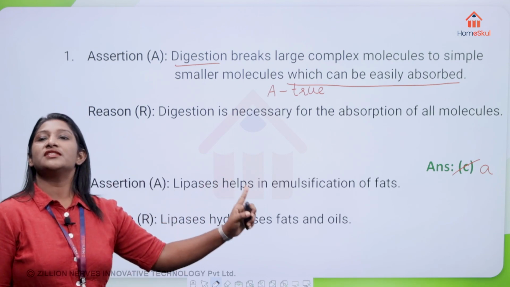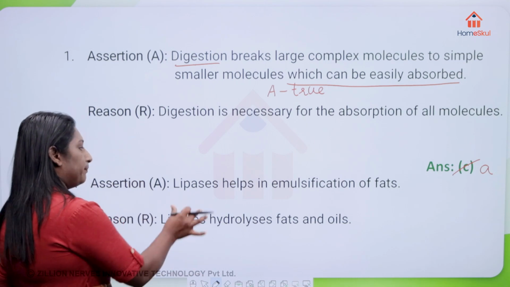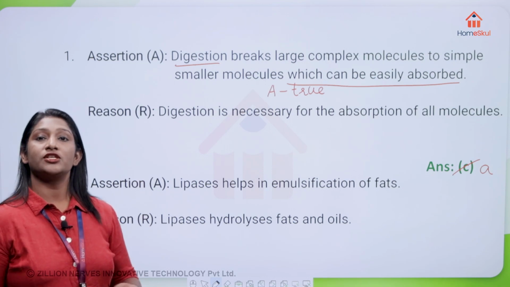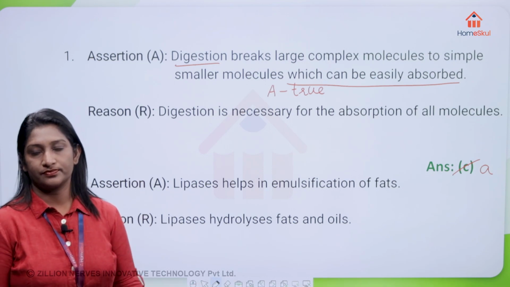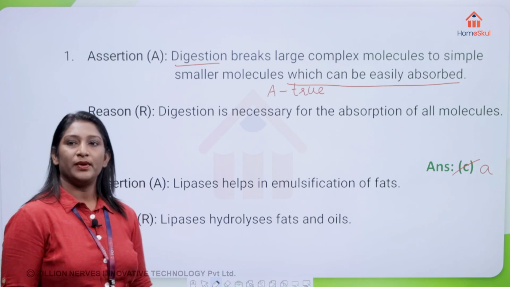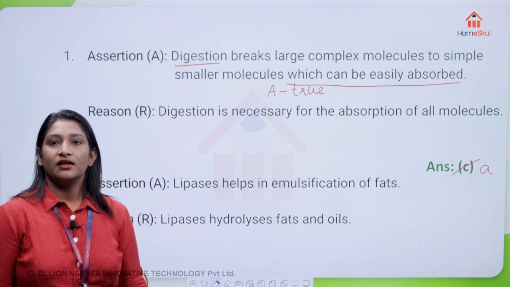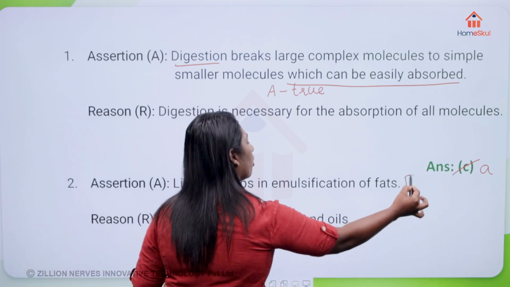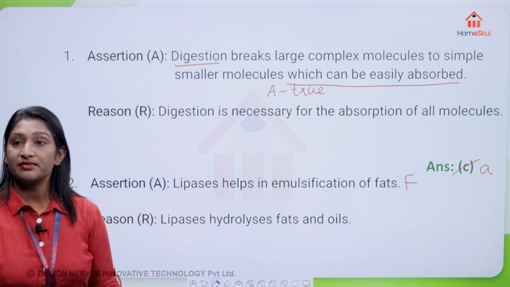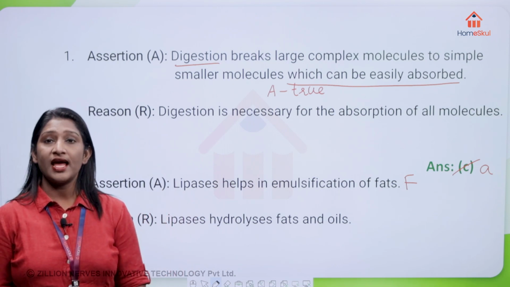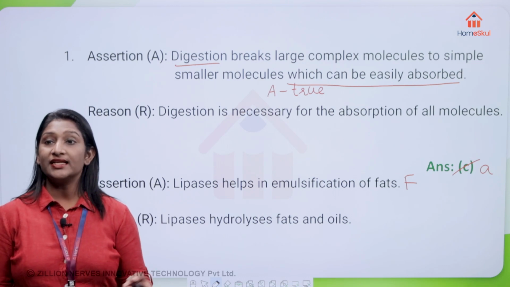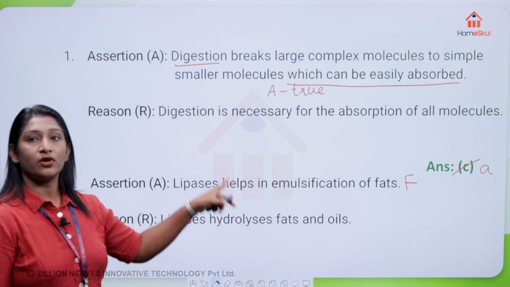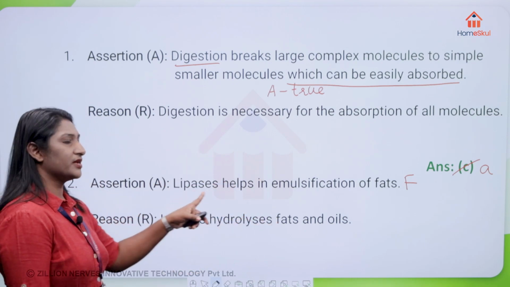Lipases help in emulsification of fat. Lipases are the lipid digesting enzymes, right? Lipases help in emulsification of fat. Is that statement true? Reply fast, okay? Reply fast. Lipases help in emulsification of fat. It is false. Last day we discussed it. Bile salts help emulsification of fat, right? Do learn this, bile salts are responsible for the emulsification of fat. So the statement is wrong.